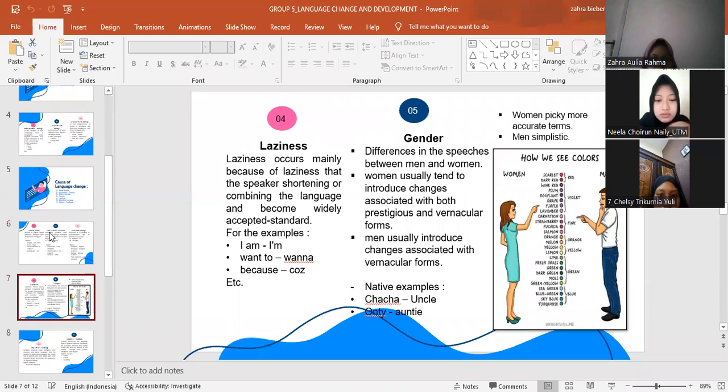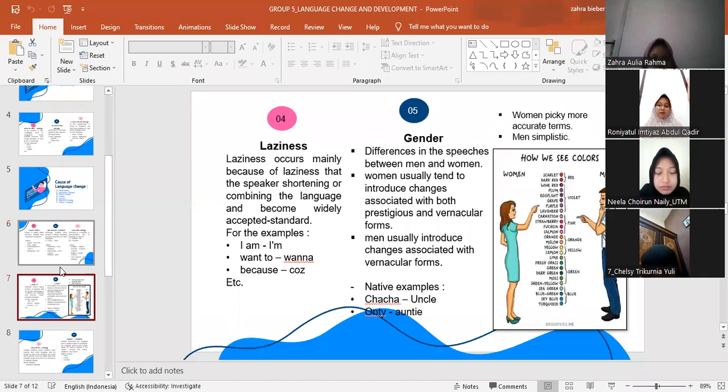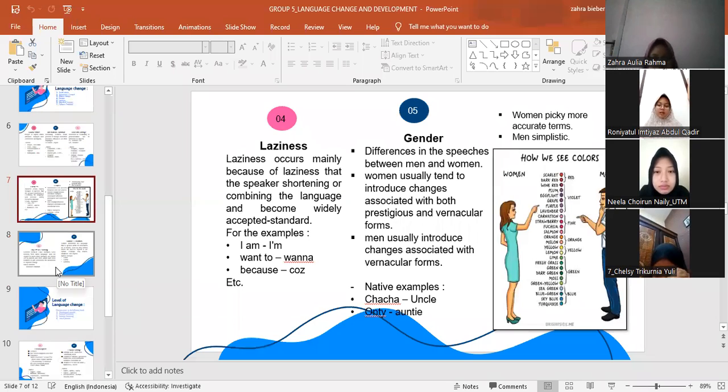Okay, the fourth cause of language change is laziness. Laziness occurs when speakers shorten or combine words and this becomes a widely accepted standard. For example, I am becomes I'm, want to becomes wanna, because becomes cause, and etc.